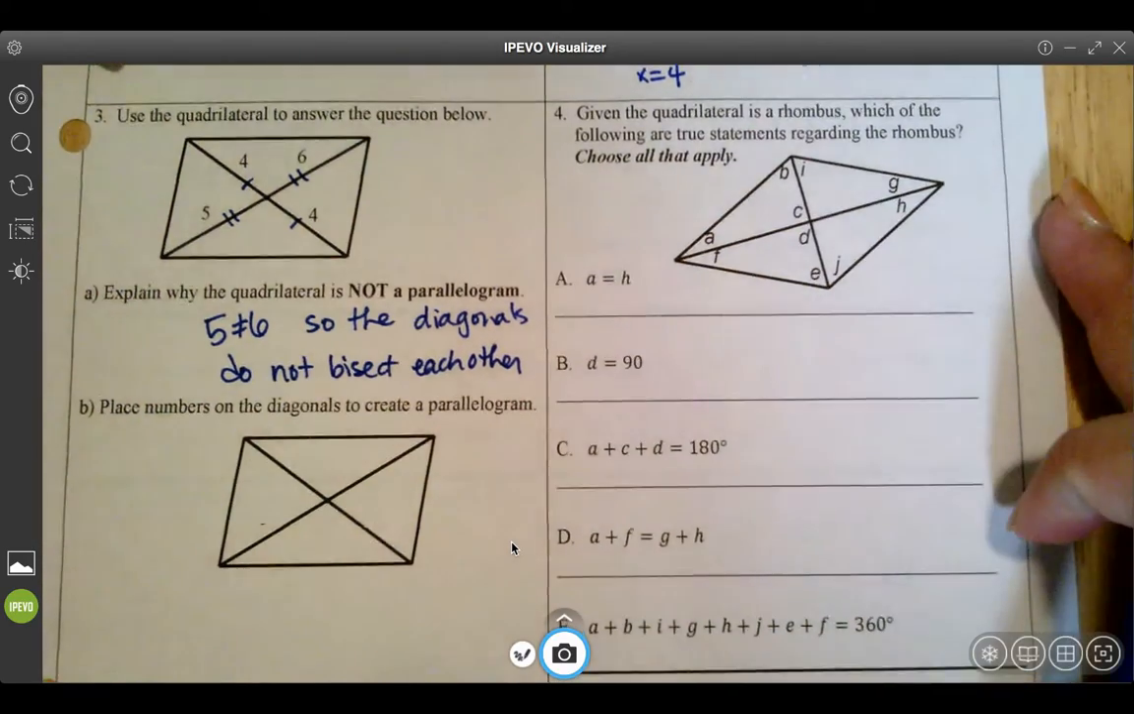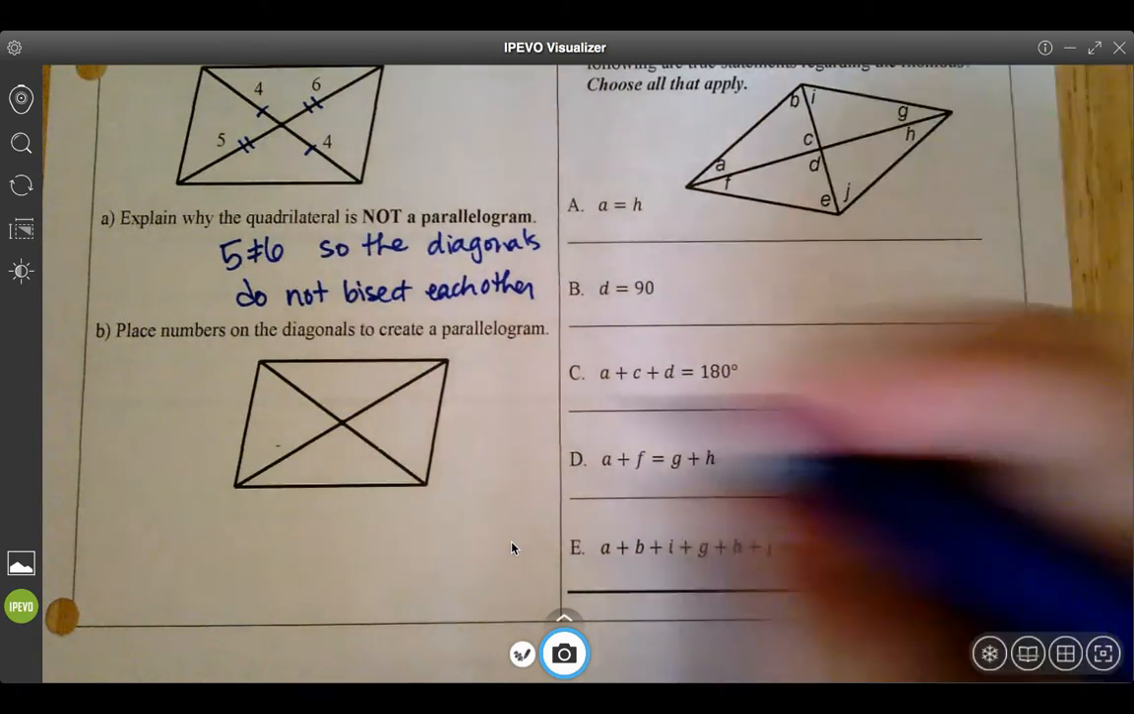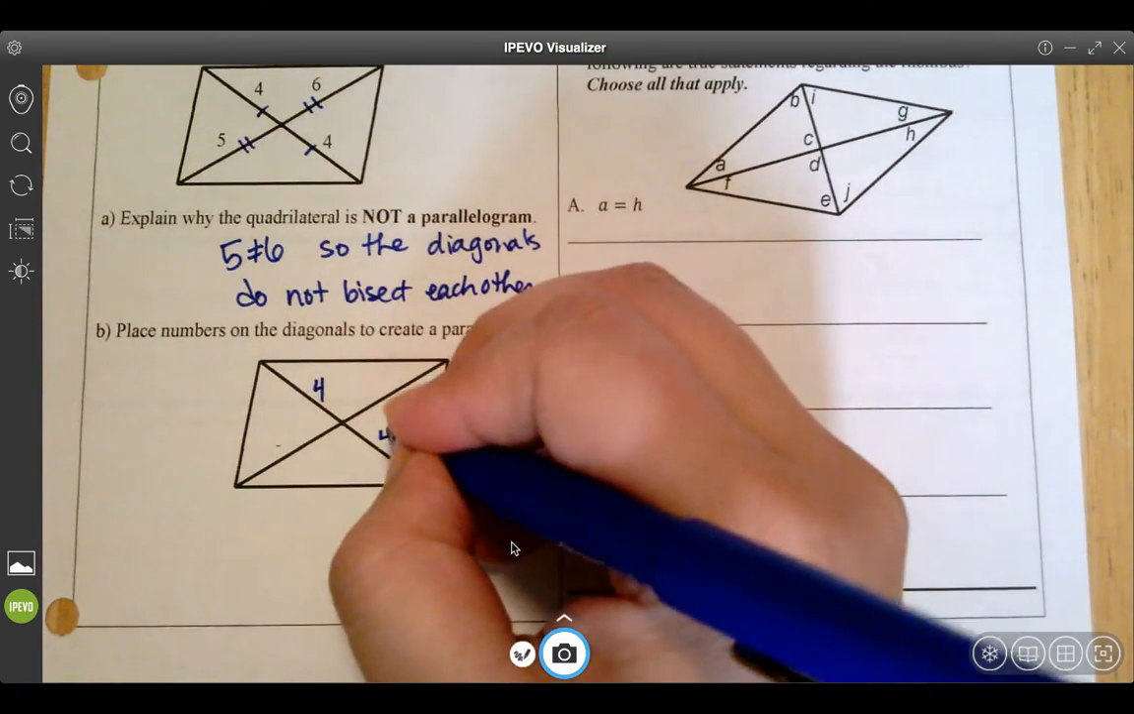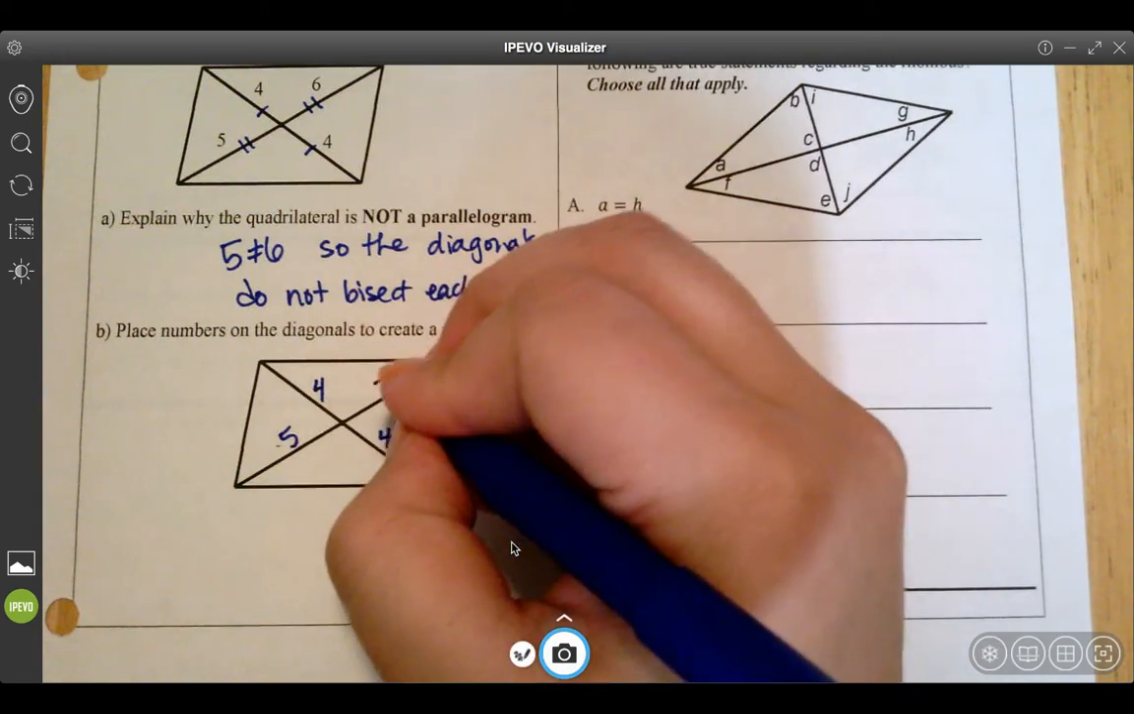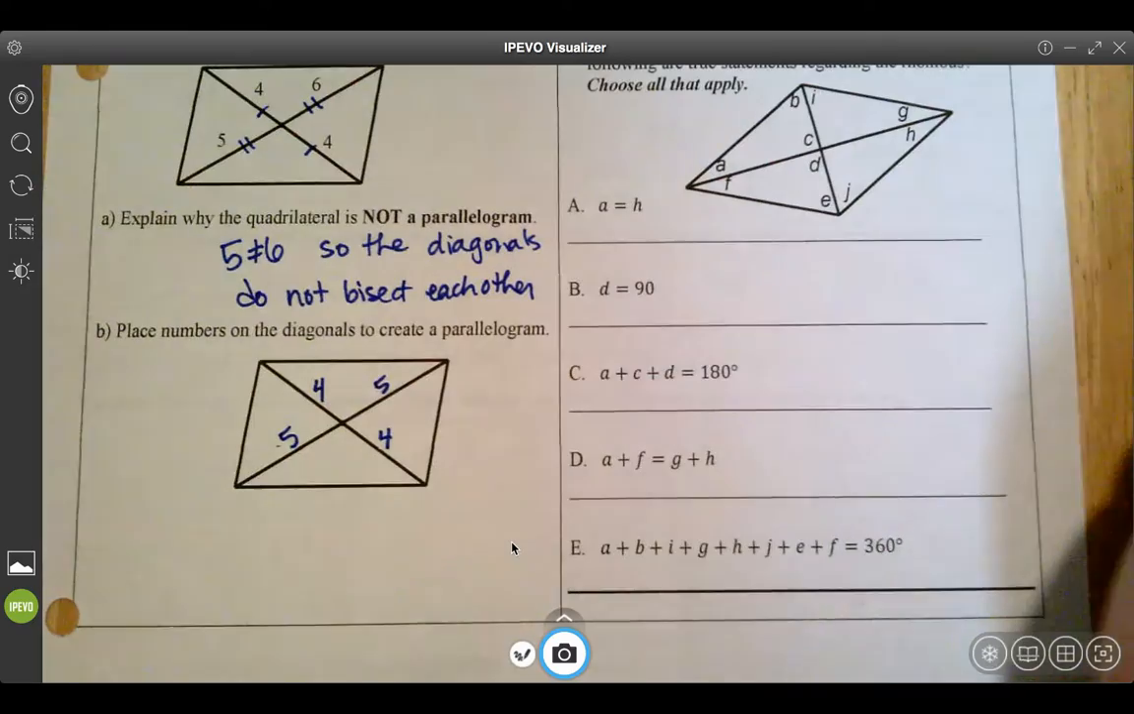So let's pick some numbers that would make it a parallelogram. Well, they don't have to be the same numbers from above, but let's use those. 4 and 4. And then we can do 5 and 5. That would make it a parallelogram. Or 6 and 6. Or you can make up your own numbers.